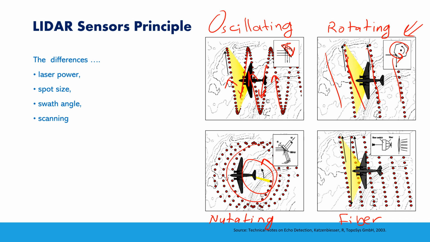But in the end, all of these different kinds of scanning mechanisms have the same main principle, which is measuring the distance between the scanner on the aircraft and the ground surface or any object on the ground surface. Okay, the spot size, as I mentioned, might be different, the swath angle, the scanning mechanism, the laser power, all of these might differ between these kinds of sensors, but in the end we will have a range or a distance between the laser scanner and the ground.